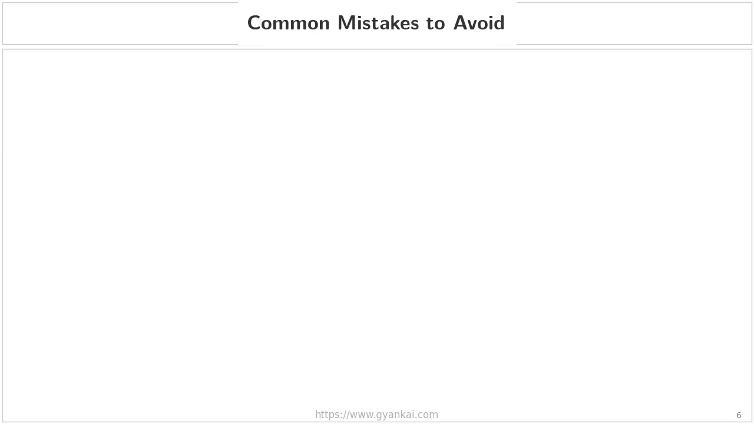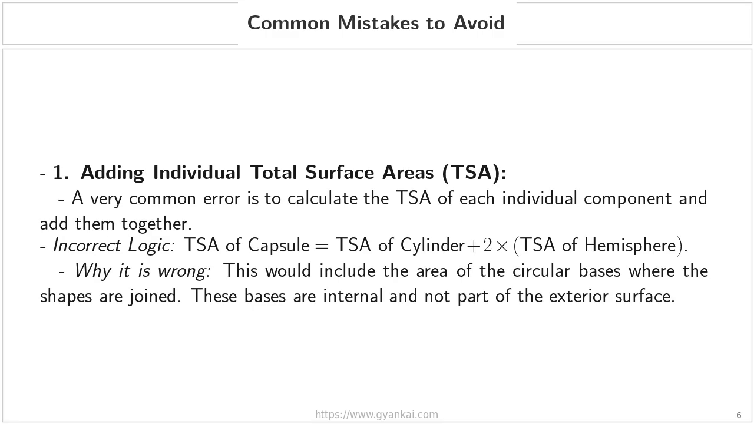Common mistakes to avoid. First, and perhaps most importantly, is the error of simply adding the individual total surface areas of each component. You might be tempted to calculate the TSA of the cylinder and add it to 2 times the TSA of the hemisphere. However, this logic is incorrect.